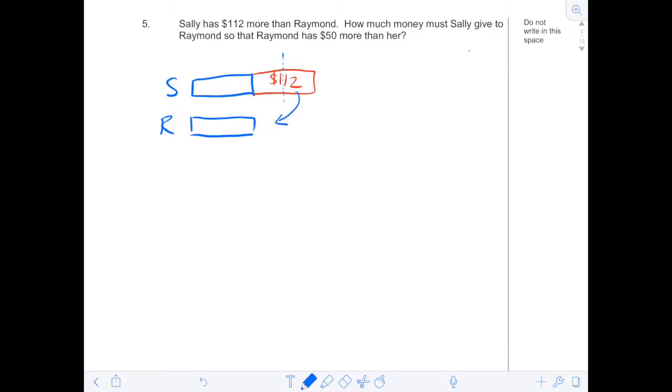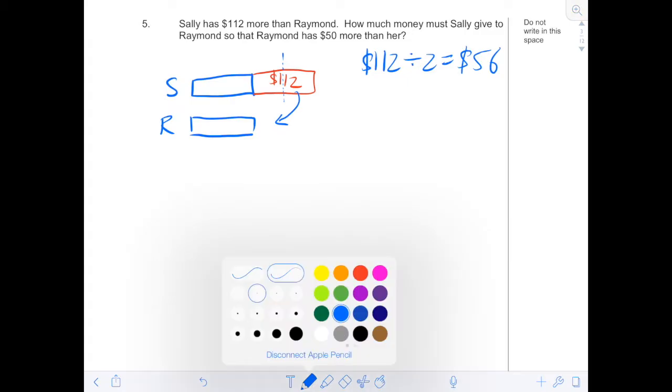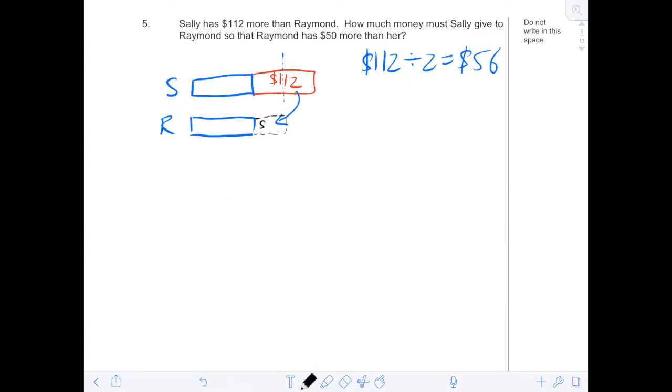So if this one is going to come here to make it equal, you get 112 divided by 2, you get $56. So what's supposed to be added here would be something like this, 56, and this one will be 56. Now what the next part wants you to do is how much must Sally give to Raymond so that Raymond will have an extra $50.